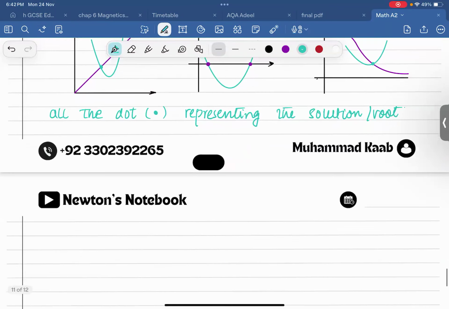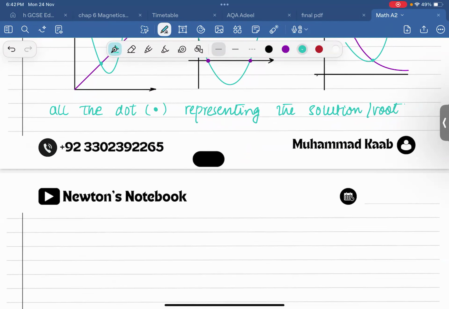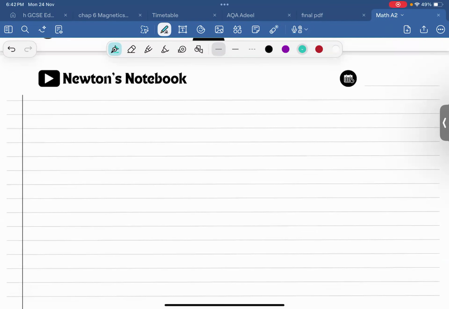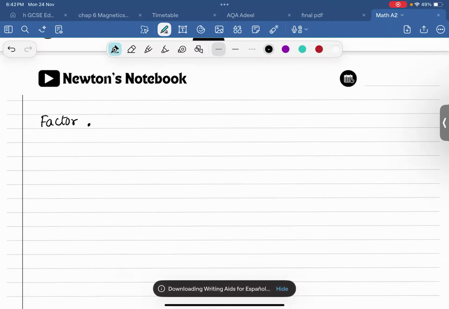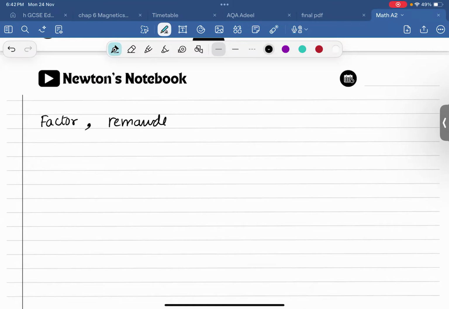Okay, we have three more things to consider. The first thing to discuss is the factor. We have the concept of remainder, right? And we have the concept of mixed fraction. So if we talk about the factor, can you guys tell me what a factor is?